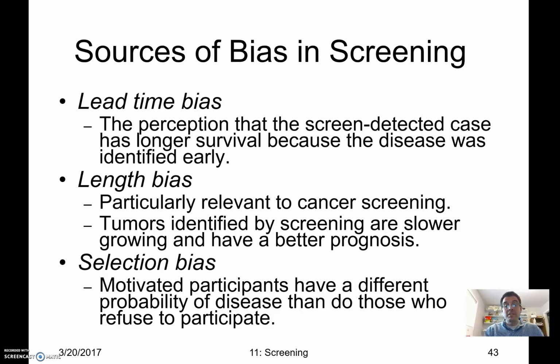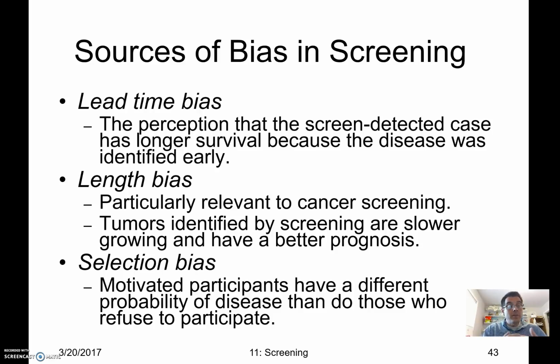Length bias. This is particularly relevant to cancer screenings. This is the idea that tumors identified by screening, for example within cancer, are slower growing and have a better prognosis. This is a bias where you have a screening test, you identify an individual that has a particular tumor, and you have a better prognosis because you identified it earlier, when in reality it may not actually change the outcome. That's considered length bias.